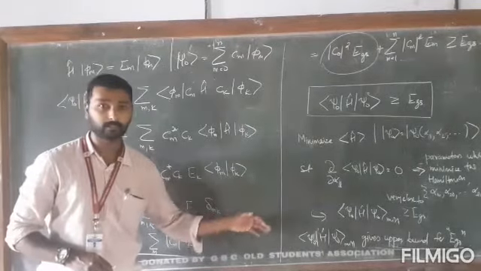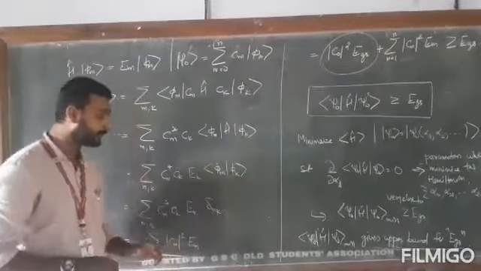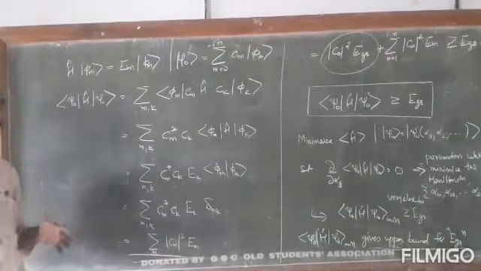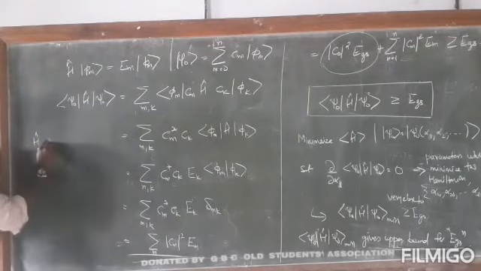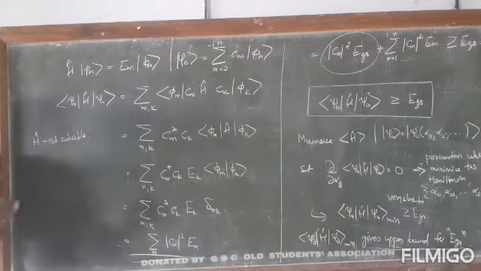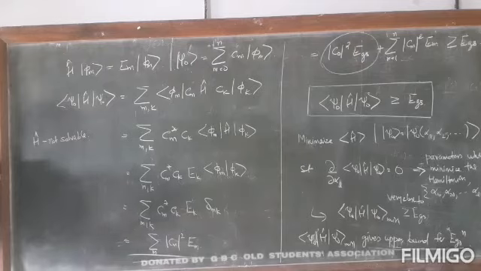Okay, so we can just summarize the things that we have discussed. Suppose we have a Hamiltonian H which is not solvable. Then assume a trial wave function. Just guess a trial wave function.